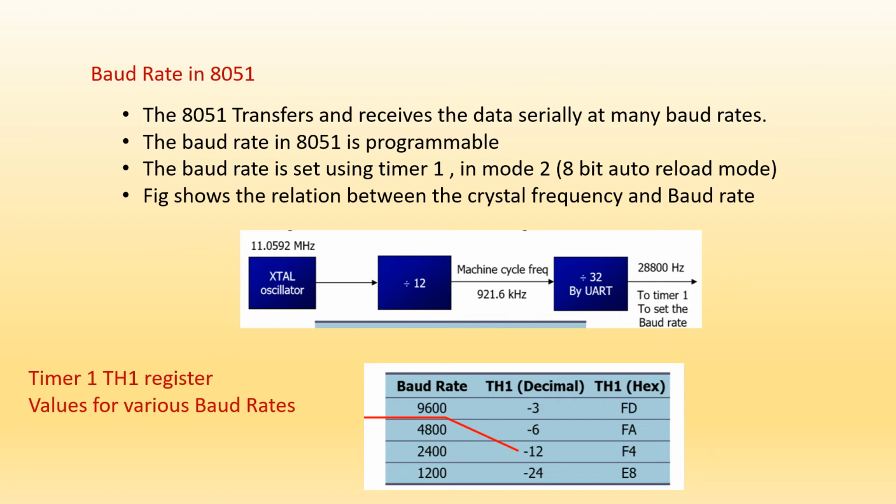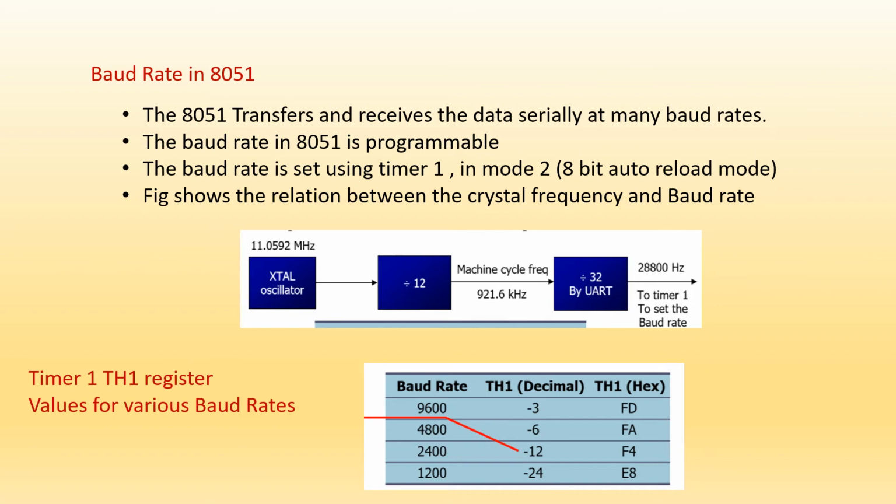Similarly, when I want a baud rate of 4,800, TH1 is loaded with -6. The hex value is FA, so FF minus FA plus 1 is 6. So 28,800 divided by 6 gives me a baud rate of 4,800. Similarly for 2,400 it is -12. For 1,200 it is -24. We'll see the example.